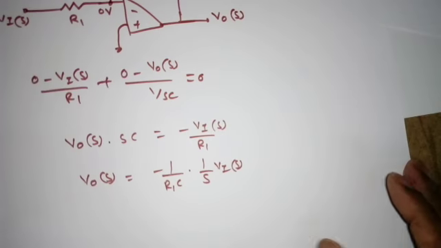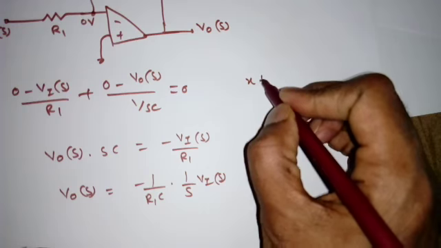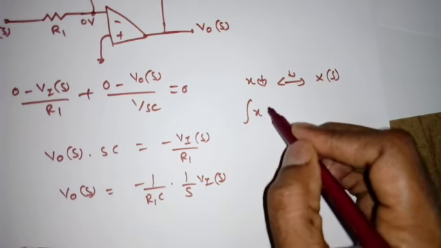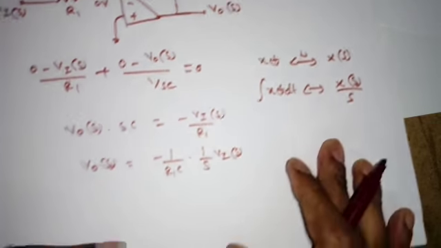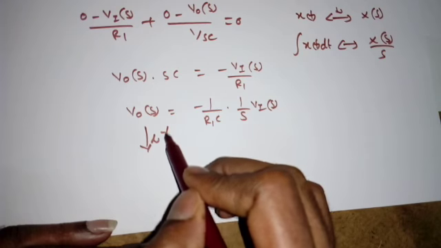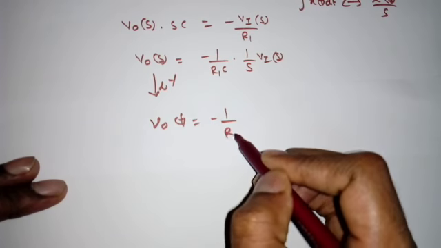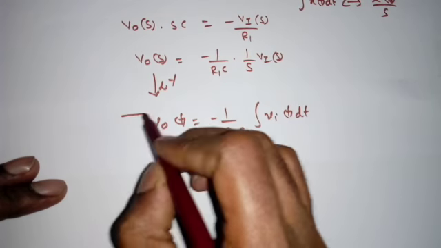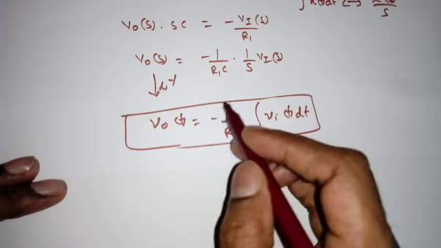Now we need the integration property of the Laplace transform. Same. So x of t has Laplace transform X of S. So if I integrate x of t dt, what I will get? X of S by S. So if we take the inverse Laplace transform here, we will get V0 of t is equal to minus 1 by R1 into C integration of Vi of t dt. So what is this? Again the output voltage is the integration of the input voltage with some constant.